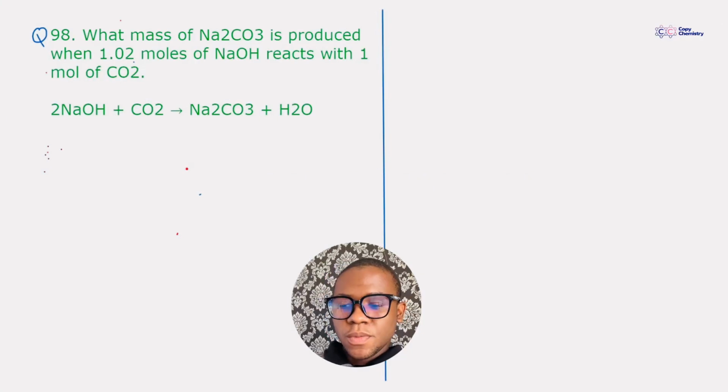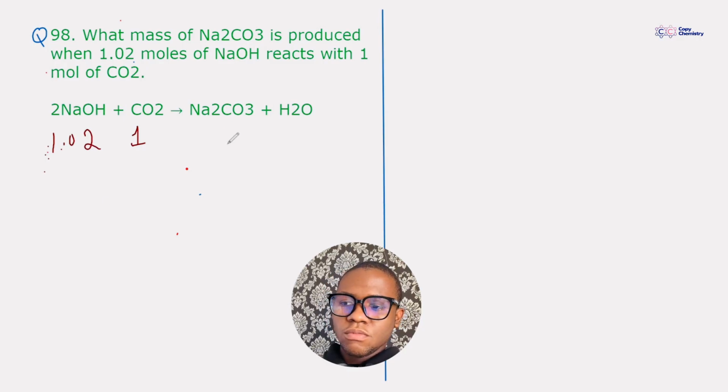Hi, this is question number 98 on stoichiometry. What mass of Na2CO3 is produced when 1.02 moles of NaOH reacts with 1 mole of CO2? So that means this is 1.02 here and this is 1. What mass of Na2CO3 will be produced?